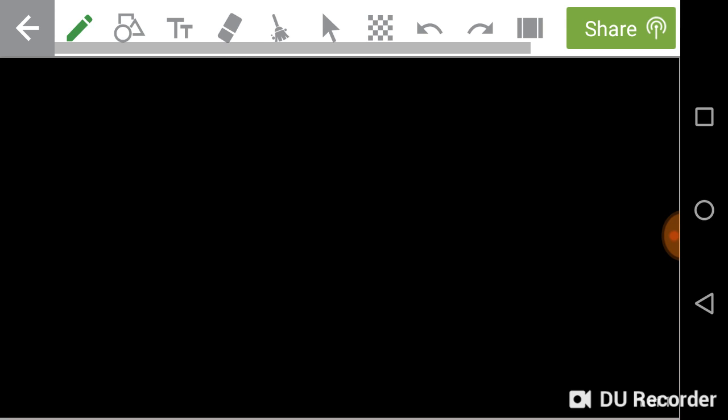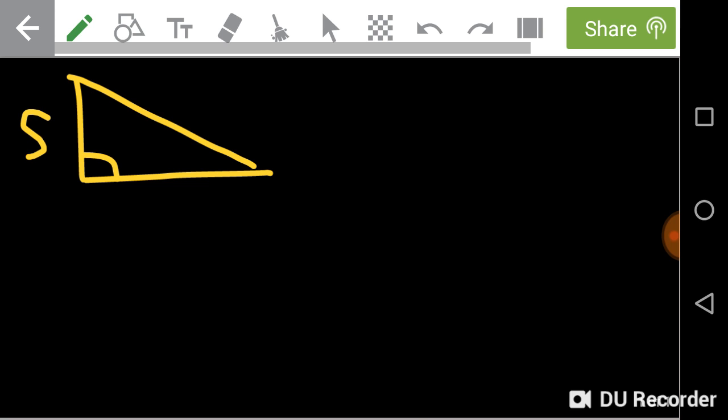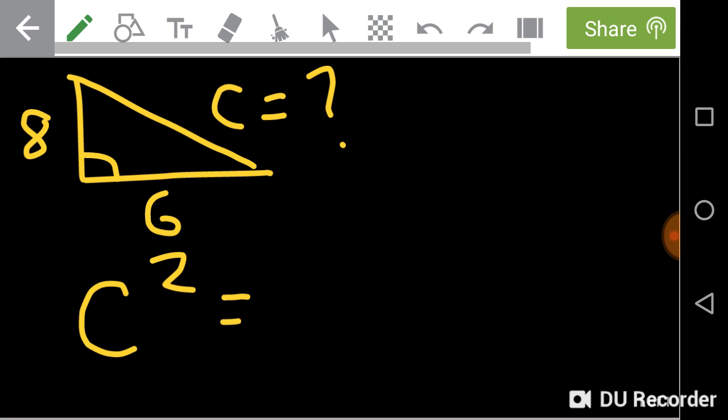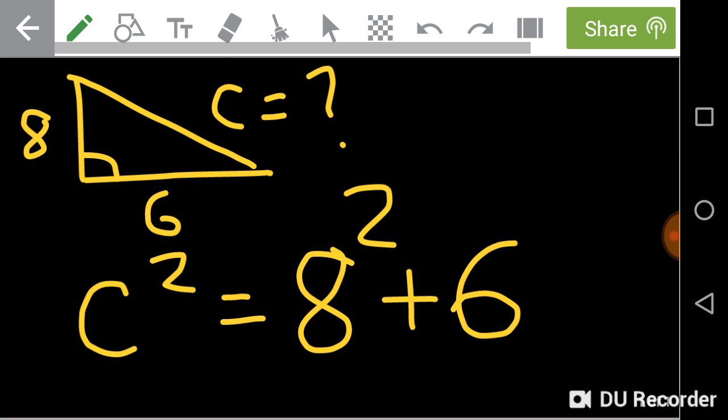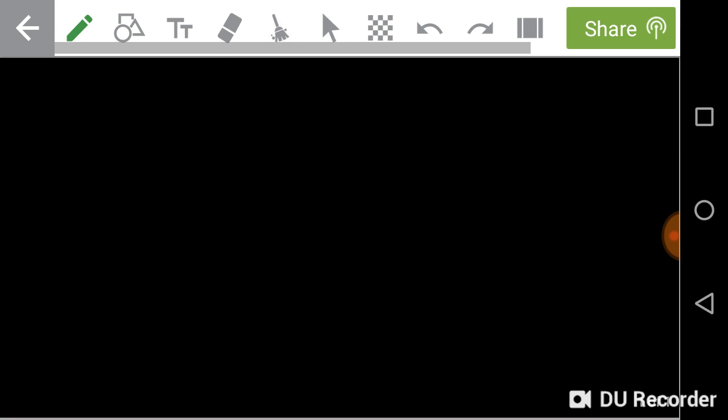Now let us see the last example. I believe it is already clear to all of you. So one of the lengths is 8 and the other is 6, and they do not tell you what the length of the hypotenuse is. So you know already that c square will equal the sum of the squares of the other two sides. So 8 square plus 6 square. Right? Now let me go to a new page.